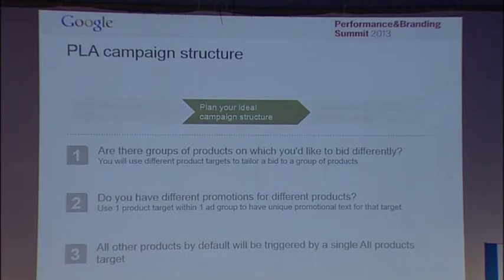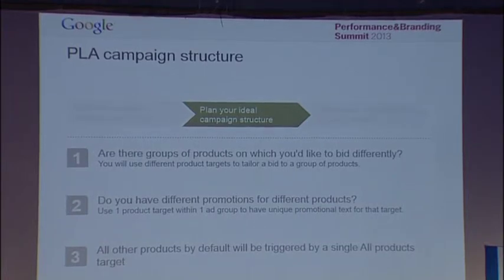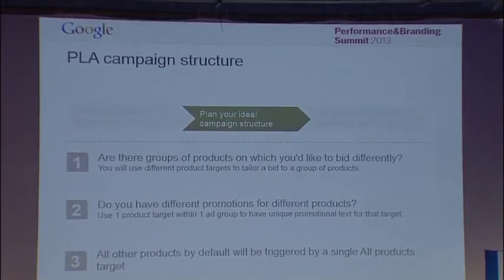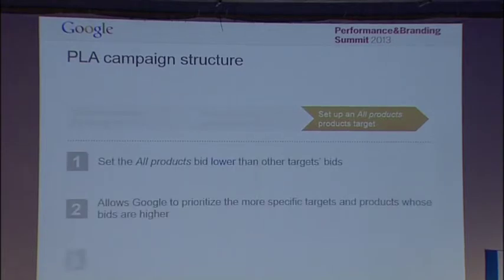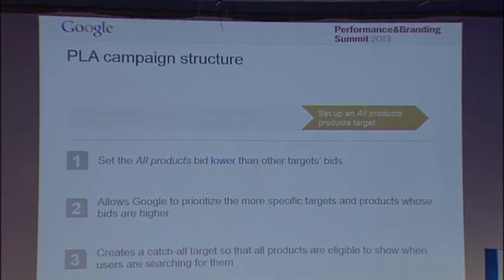So you're gonna create additional groups of products. That's called product targets. And by default, you'll have one called all products target. So the all products target is gonna be just an ad group with all products with a specific bid that is gonna be the lowest bid you're gonna put inside your PLA campaign, because you want that to be the default ad group where your PLAs will be triggered. And anything more granular than that, anything more specific, you're gonna have a higher bid. The higher bid will always trump the other one.